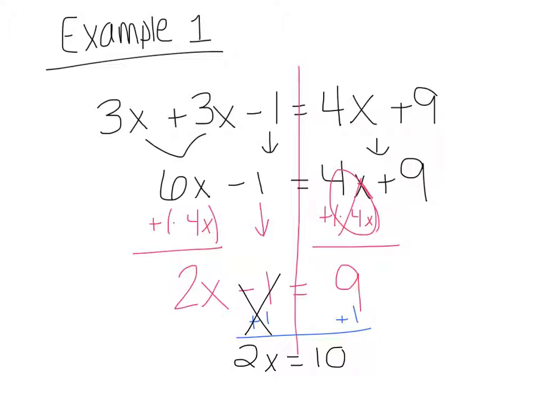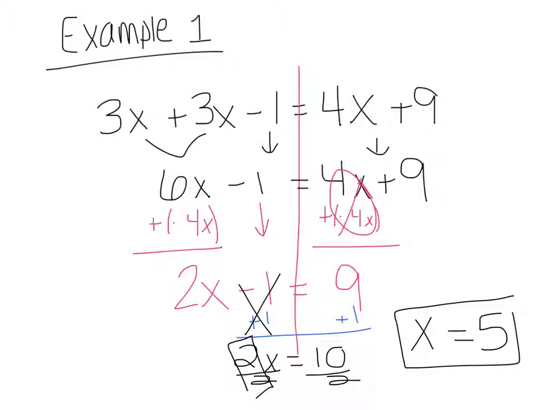But again, I don't want to know what 2x is, I want to know what x is. So I think, how can I figure out just 1x if I have what 2x is? Well, I divide both sides by 2. 2x divided by 2, well, there's a giant 1 in there, so 2 divided by 2 is 1, and 1x is just the same thing as x, and then 10 divided by 2 is 5. So I found my answer to be x equals 5.